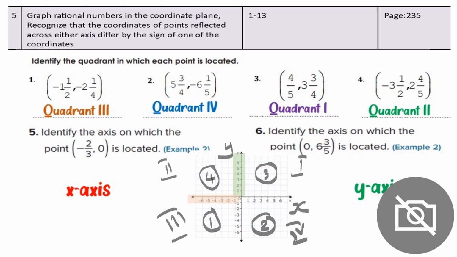In these coordinates, the first value is always x and the second value is always y. So check the first one in the x axis and the second one in the y axis.